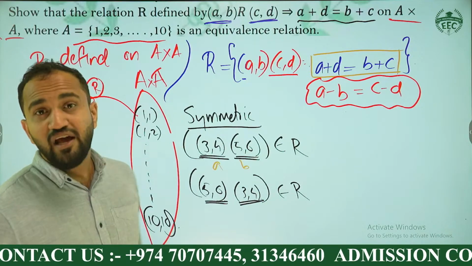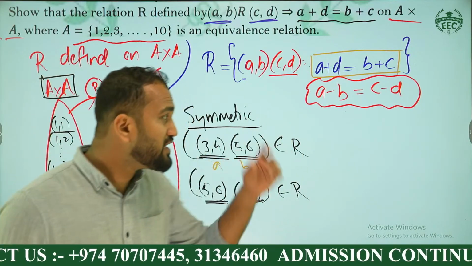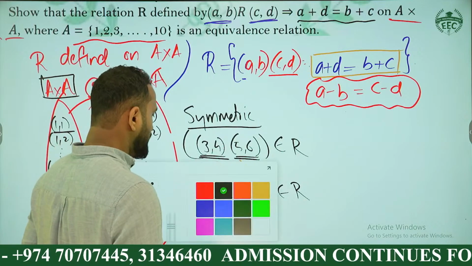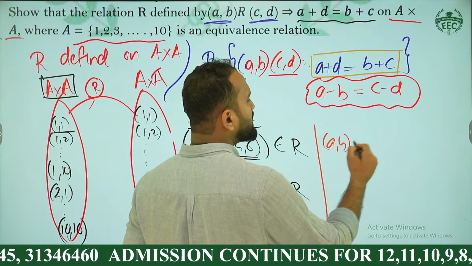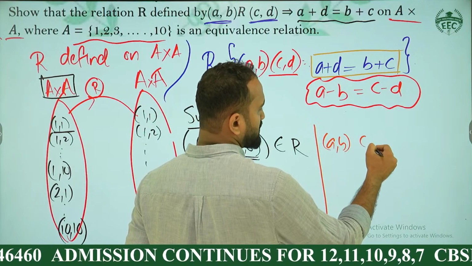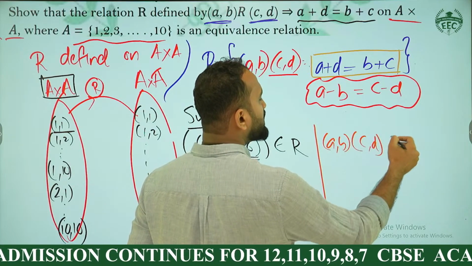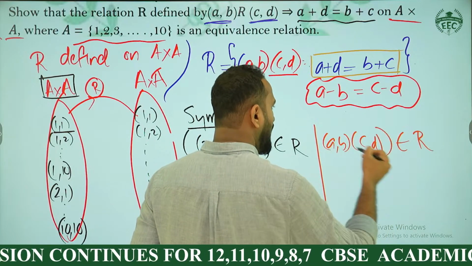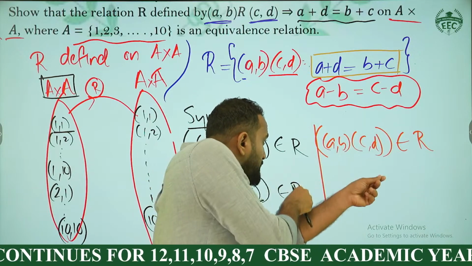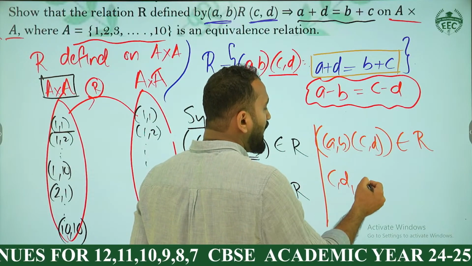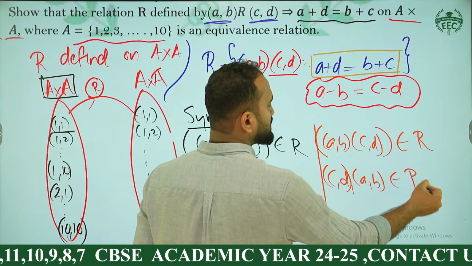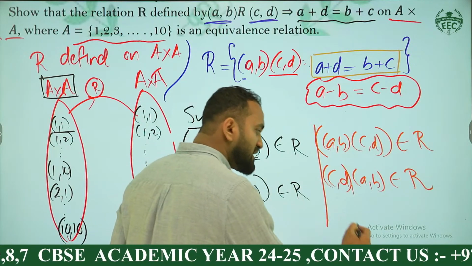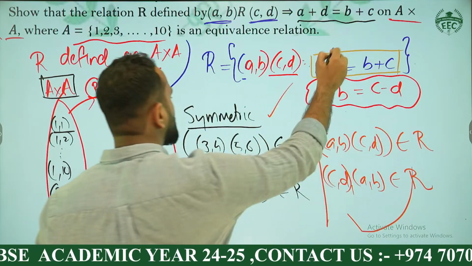So I can say that for any pair, how do you define this generally? For any pair which satisfies, see, A comma B is related to C comma D. Therefore, A comma B and C comma D belong to the relation R. I can say that the symmetric pair, that is C comma D and A comma B, will also be there in the relation R. Therefore, I can say that the relation will be what? Symmetric.